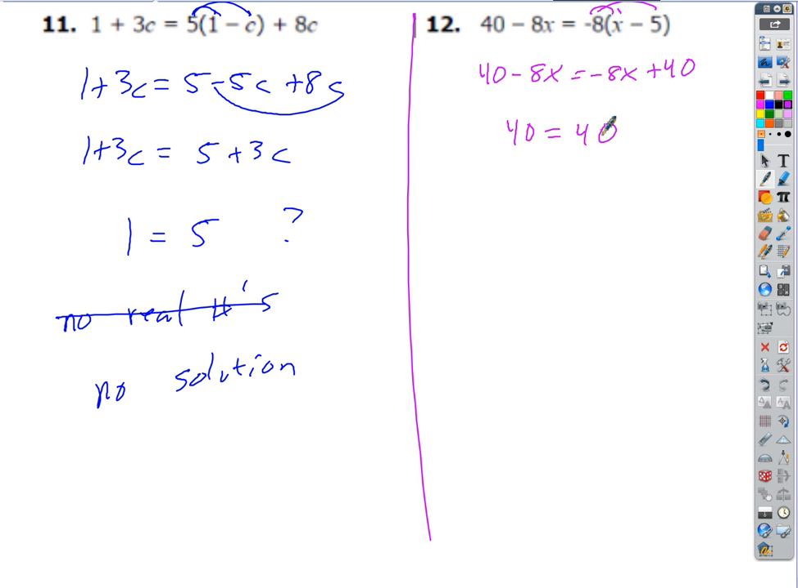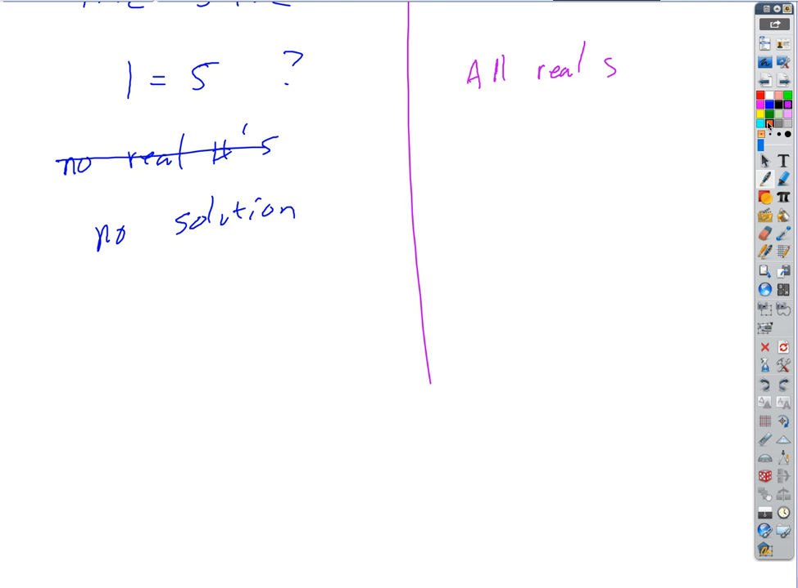Is that true? Okay, it's true, but we didn't get an answer in terms of the variable. So how do we interpret this? The variable could be anything, right? It doesn't matter what you put in for x, anything is going to work. So we'd interpret that to mean all real numbers.